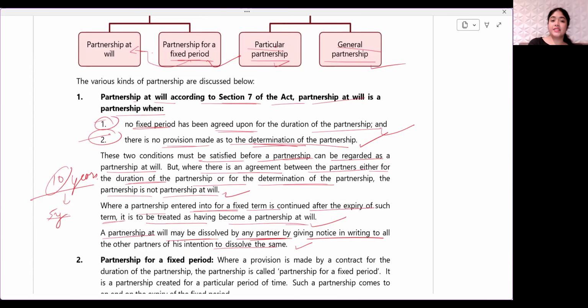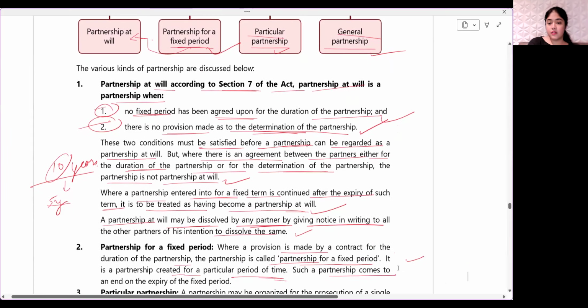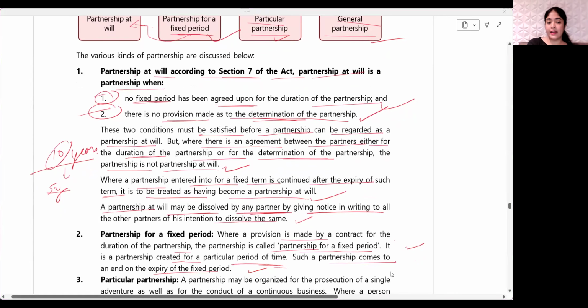Okay. Next is partnership for a fixed period, where a provision is made by a contract for the duration of the partnership. Such a partnership is called a partnership for a fixed period. It is a partnership created for a particular period of time, for 5 years or 10 years. It comes to an end on the expiry of the fixed period. When the fixed period ends, the partnership will also come to an end.